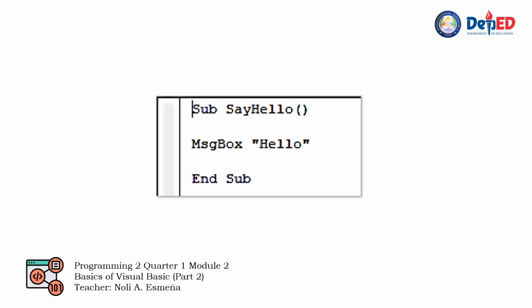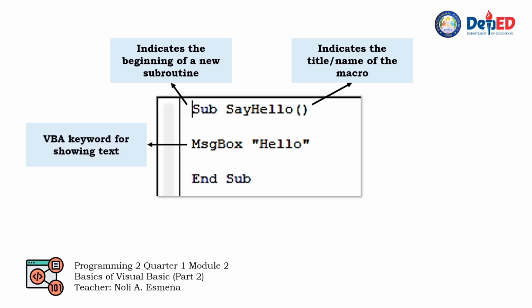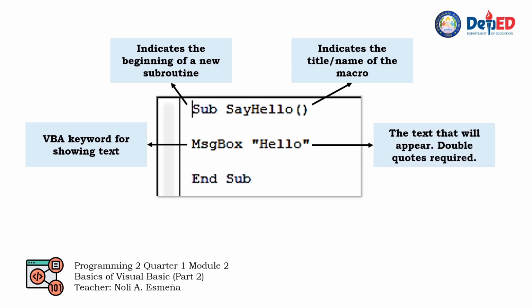Before we move with the next step, let's analyze the code. The word Sub indicates the beginning of a new subroutine. We will always put this code whenever we start a new subroutine. The word SayHello indicates the title or name of the macro, while MsgBox is a VBA keyword used for showing text. And the text inside the double quotes is the text that will appear. Double quotes are required for all string values. And the End Sub indicates the end of the subroutine.